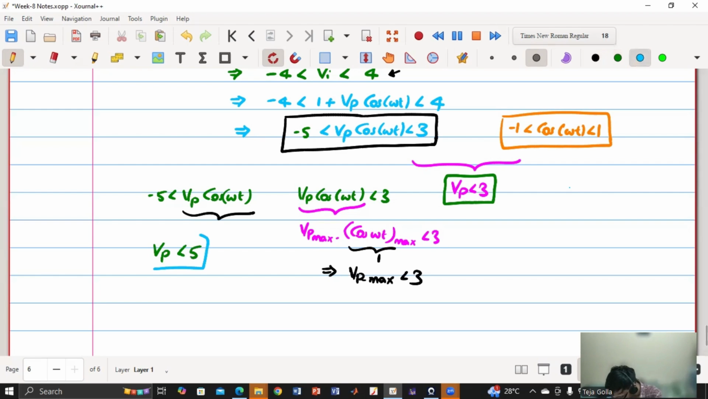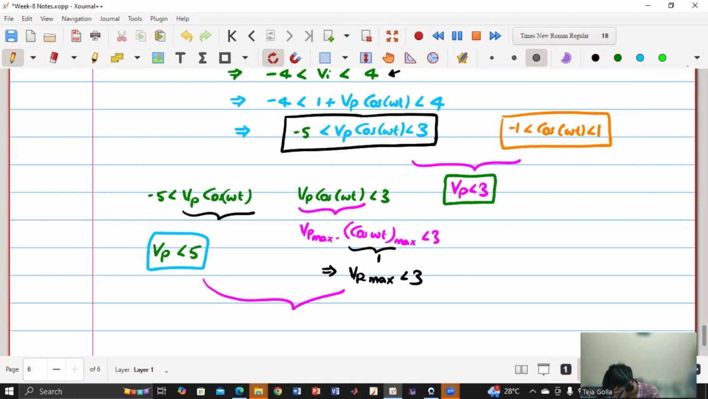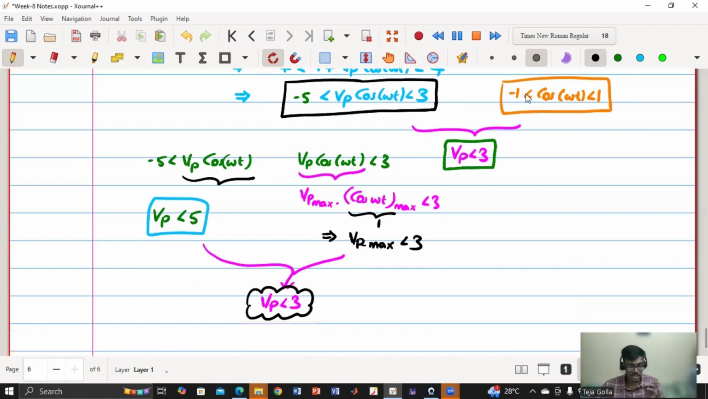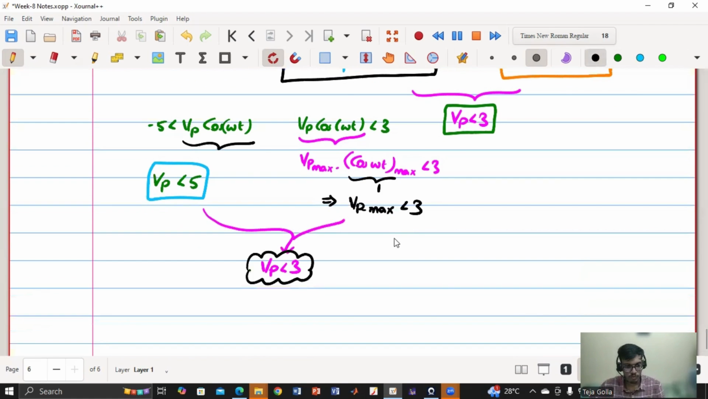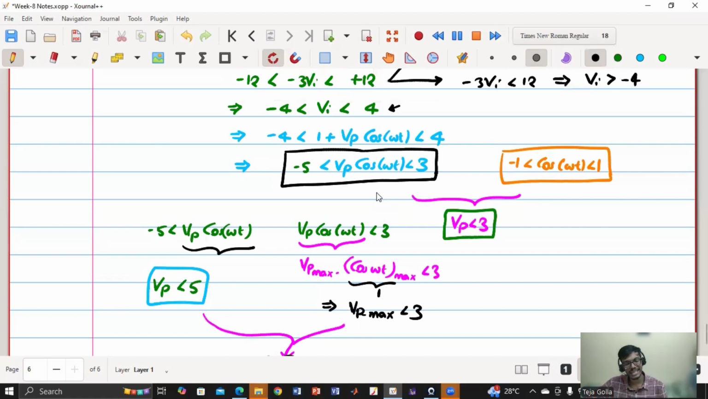So you will get two equations, but you have to get the common solution from this and this. What is it? Vp is less than 3, because Vp should satisfy both the equations. If Vp is greater than 3, it will not satisfy this equation. So Vp has to be less than 3 to satisfy these two equations. So at any condition, Vp cos omega t should be less than 3. So we'll consider the worst case: even when cos omega t is maximum, it should be less than 3. Even when cos omega t is minimum, it should be more than minus 5.